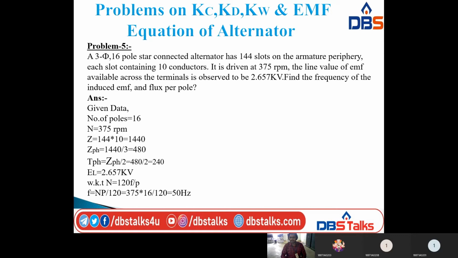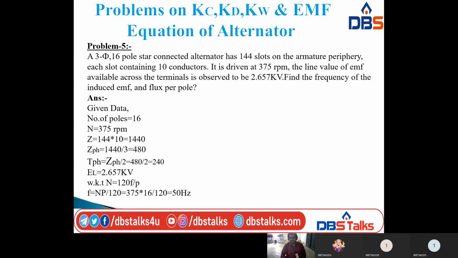Next we know the formula, Z phase is equal to 2 into T phase. From that formula, T phase is equal to Z phase by 2. Here T phase is turns per phase and Z phase is the number of conductors per phase. So 480 divided by 2 is equal to 240. Here turns per phase is 240.